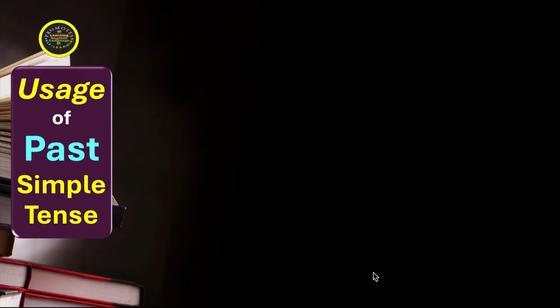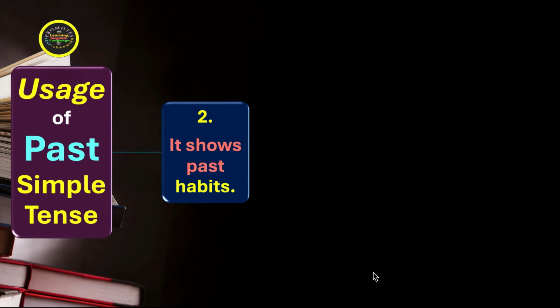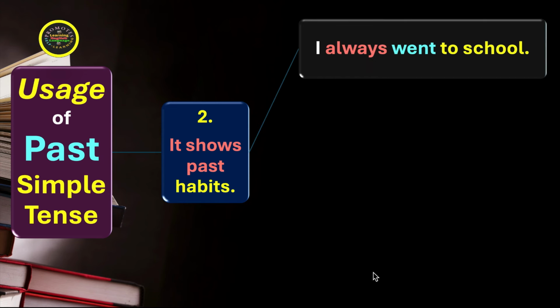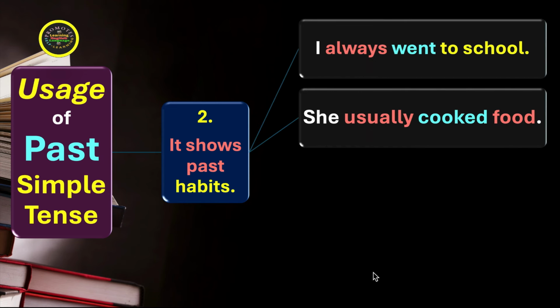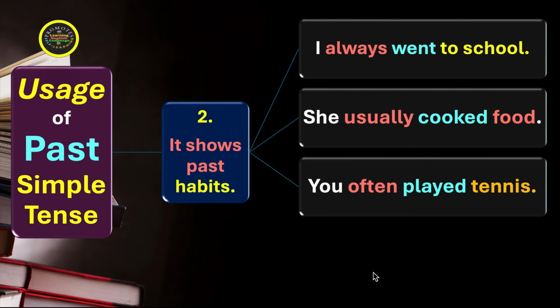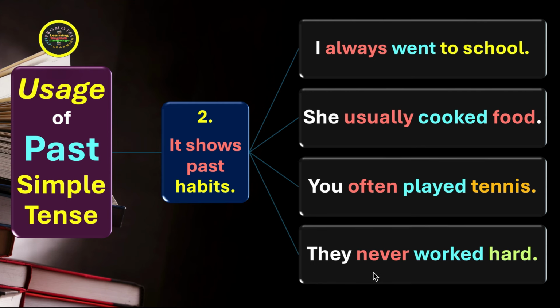We move on to the next usage of past simple tense. Point number 2. It shows past habits. How? Let's see. I always went to school. She usually cooked food. You often played tennis. They never worked hard. What we notice, in such cases, we take the help of words like always, usually, often, never to show the habitual action in the past.